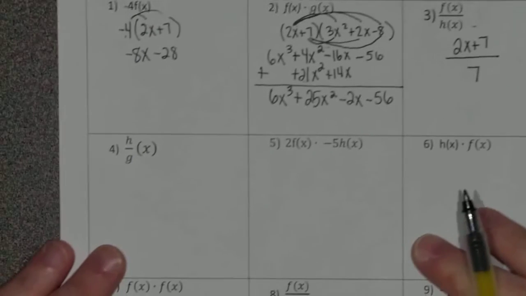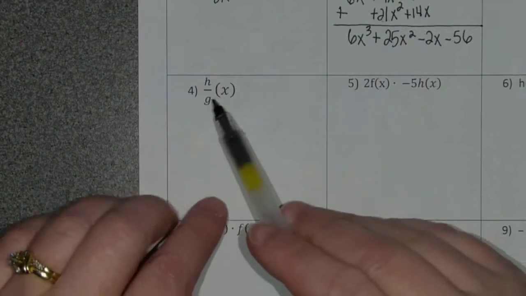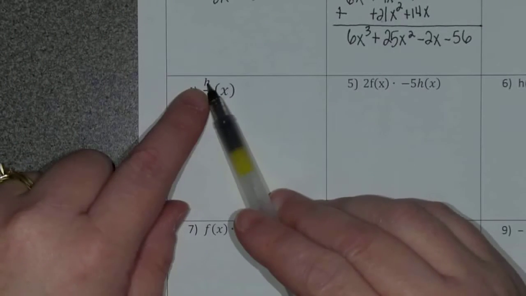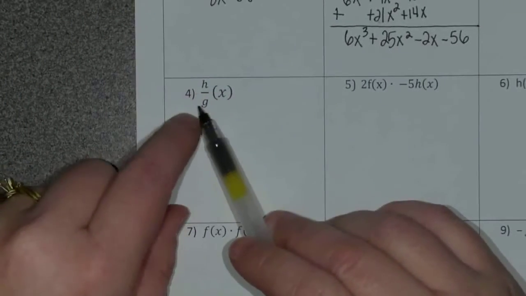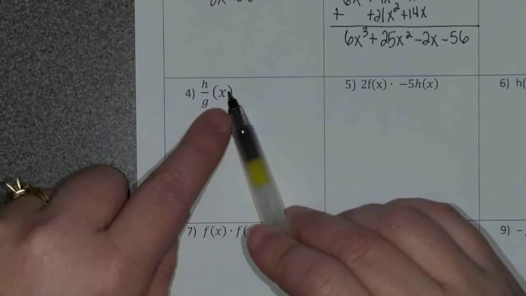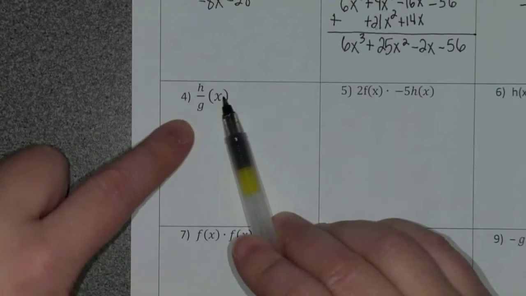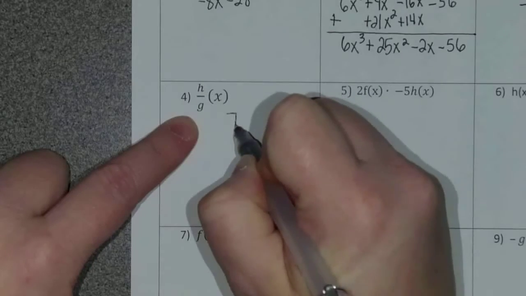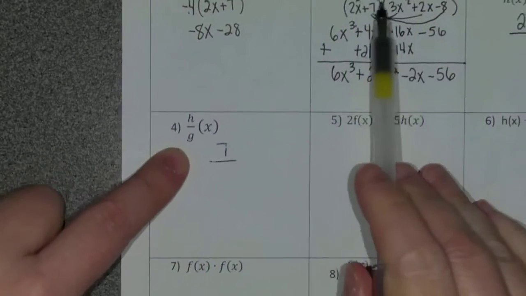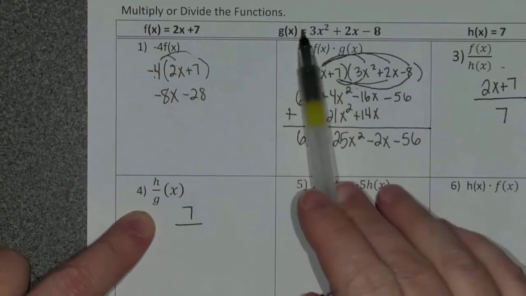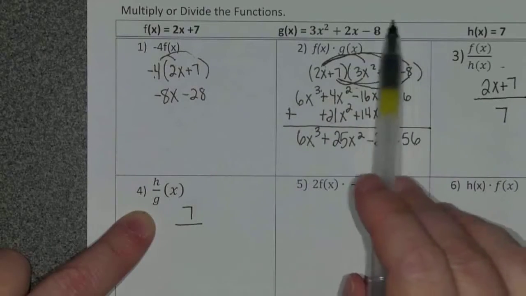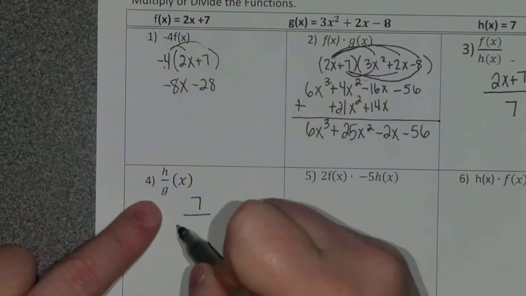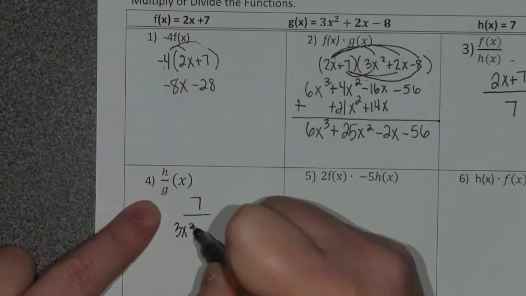All right, so different notation on number 4, but asking the same thing. This says take the h of x function and divide it by the g of x function. So what's my h of x? 7. And what's my g of x? A whole bunch of junk, right? We're going to write all of that junk on the bottom of our fraction.